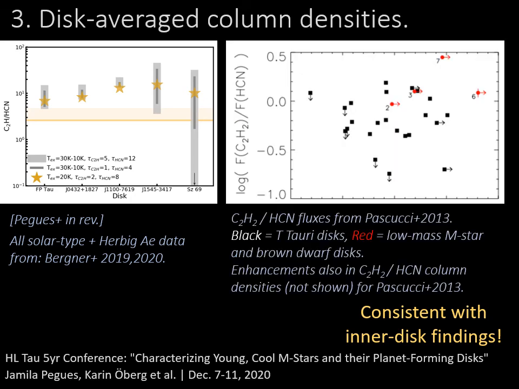Now this study from 2013 compared C2H2 versus HCN fluxes and column densities for T-Tauri disks, shown here in black, versus low-mass M-star and brown dwarf disks, shown here in red. And they found that C2H2 was enhanced relative to HCN for those low-mass M-star and brown dwarf disks. Now this study was an infrared study, which means that it was sensitive to the inner 10 AU or so of these disks. So if we couple that with our results from this work, using millimeter observations, we find evidence of these enhancements in different regions of these disks.